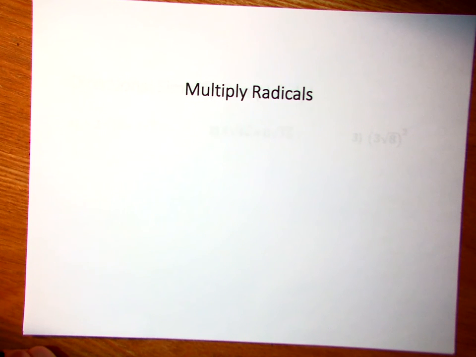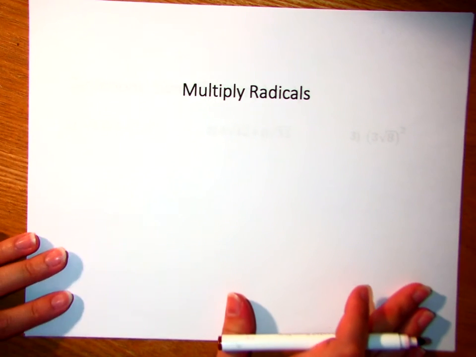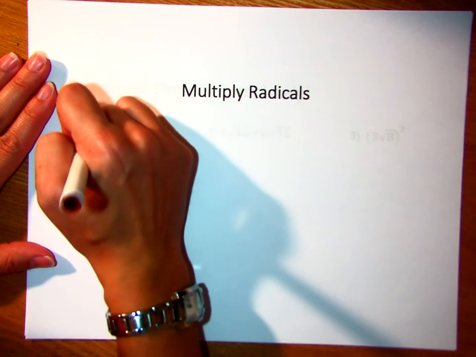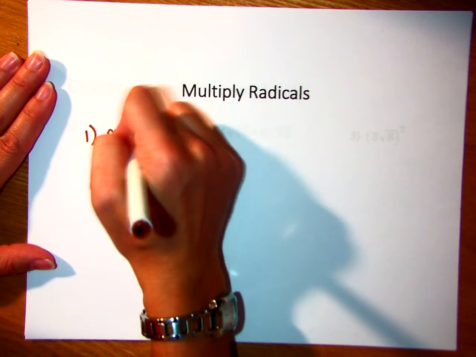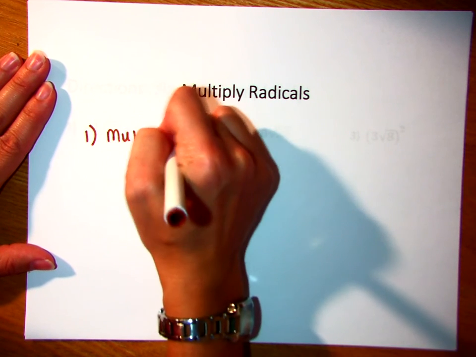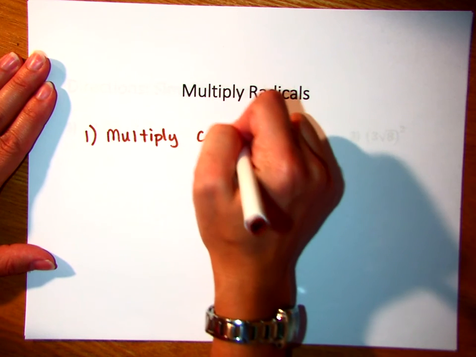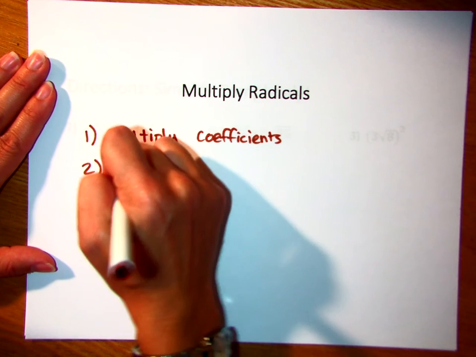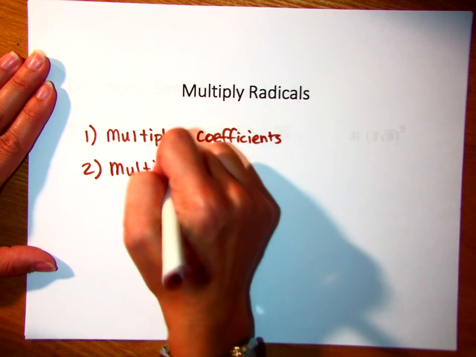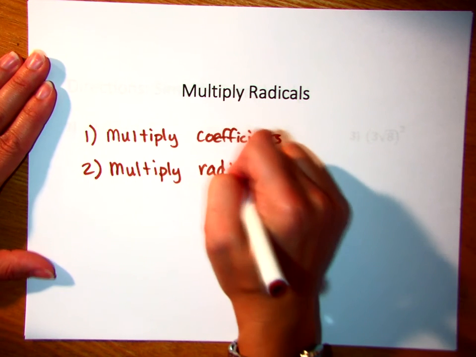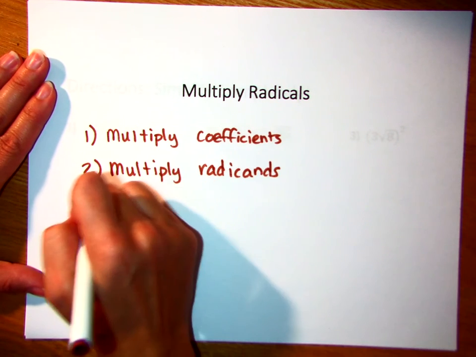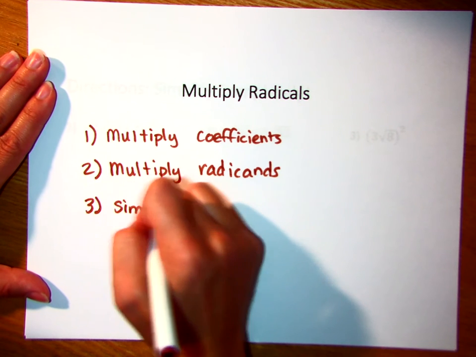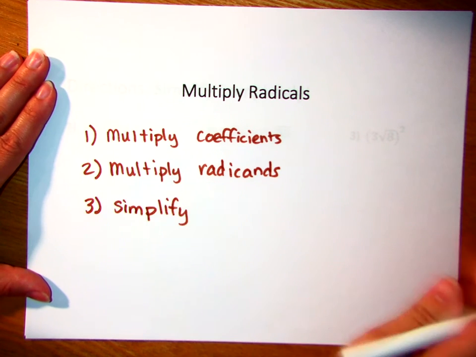So this lesson is on multiplying radicals. When you multiply the radicals, you want to essentially multiply the coefficients. That's the numbers on the outside. So multiply coefficients. And then we want to multiply the radicands. Those are the numbers on the inside. And then we always want to make sure our final answer is simplified. So we'll simplify at the end.